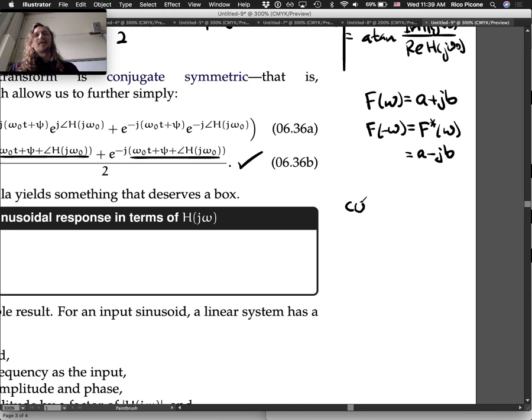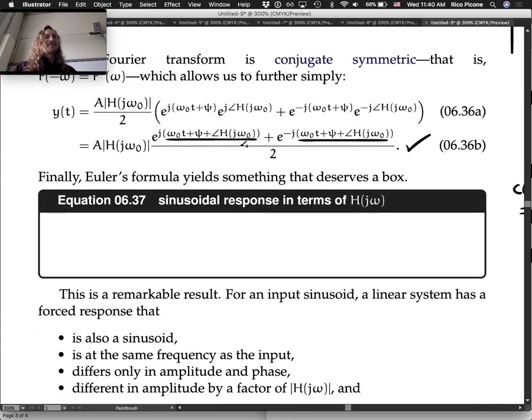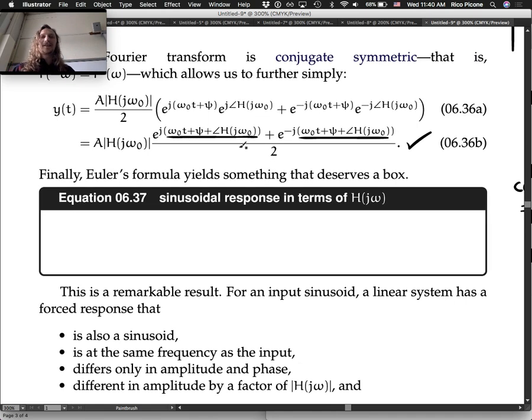I never remember it either, I have to look it up. Cosine theta is just equal to e to the j theta plus e to the minus j theta divided by 2. So that means that we've got cosine here. All this ugliness is just our familiar cosine.